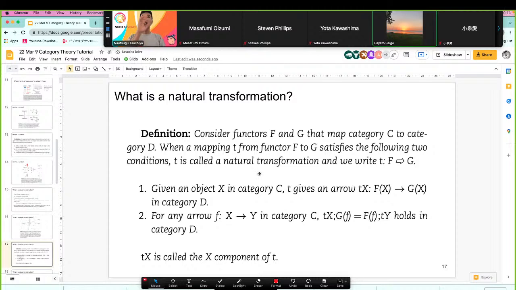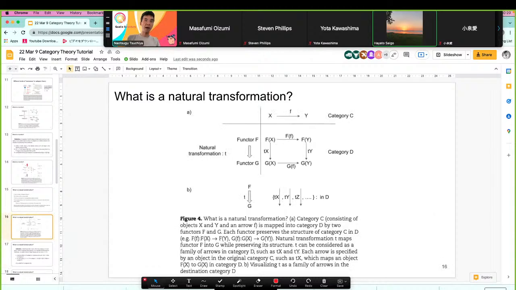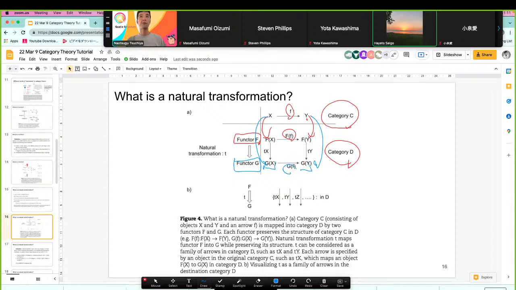So I'll just read aloud. Consider two functors F and G, and each of them maps the category C to a category D. Maybe it's better to go back and forth between these figures. So what it means is that you need to first think about category C and then another category D. The first thing to think is that the functor F maps X into FX and Y into FY. And the relation between X and Y is also mapped onto this F of f. So that's one functor. And then another functor, G, is doing something similar to functor F, but now X is mapped onto GX and Y is mapped onto GY, and this f is mapped onto G of f. So that's the first kind of situation.